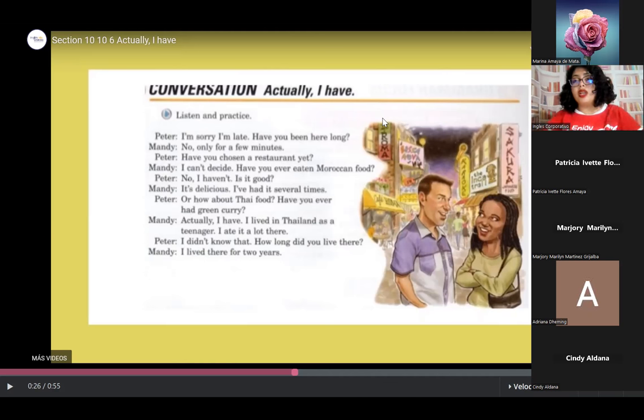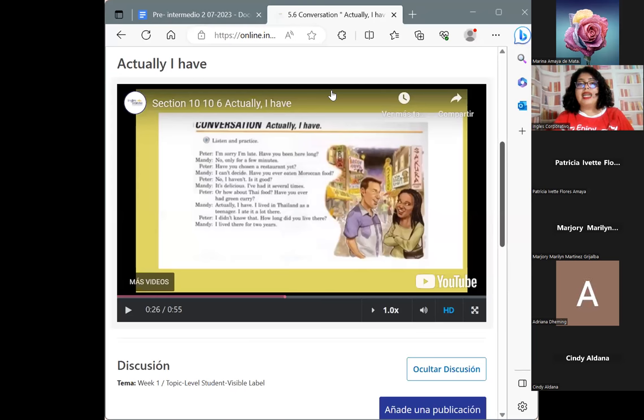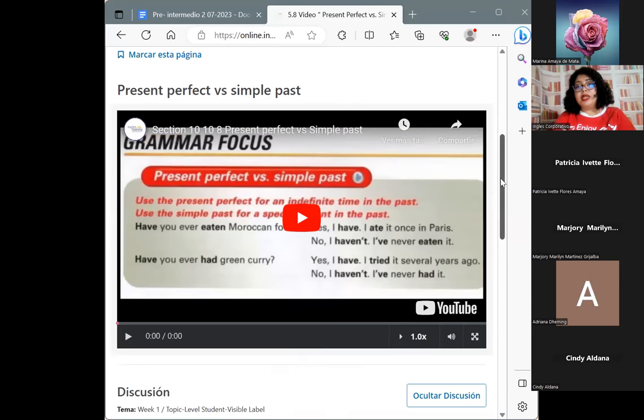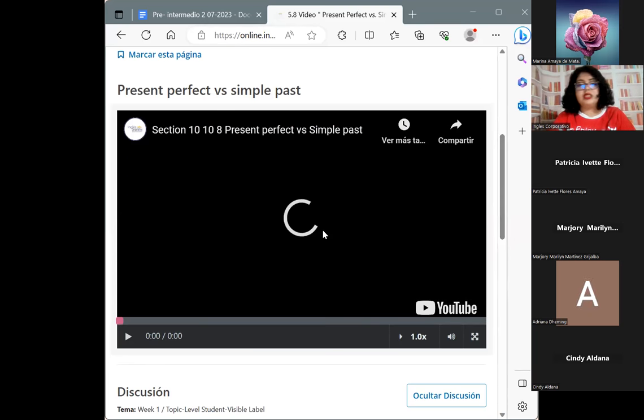So in that case, we are mixing these two structures to create a casual conversation, the kind we can have with our friends when we are doing this kind of meeting. You can notice in which places you have that information. Now, we are going to see the second video, which is the present perfect versus simple past. So let's pay attention.